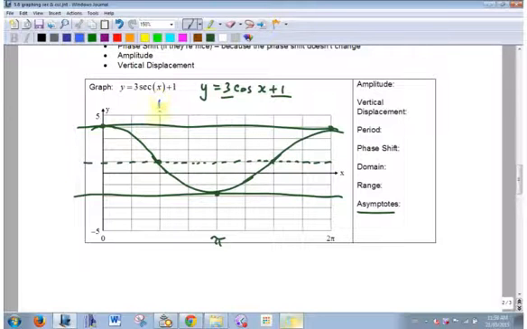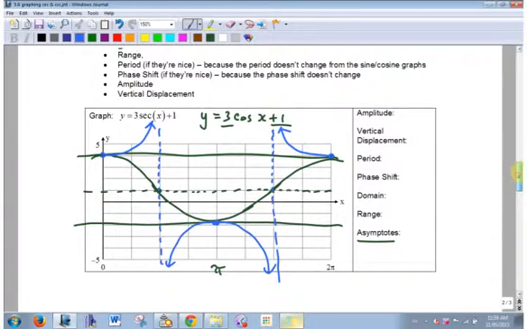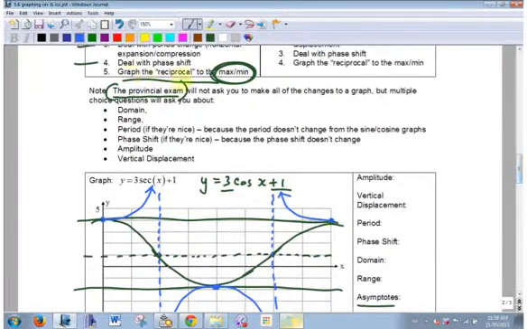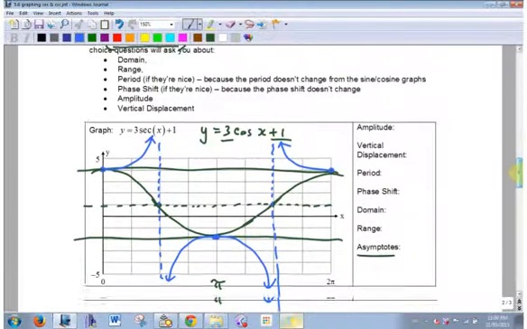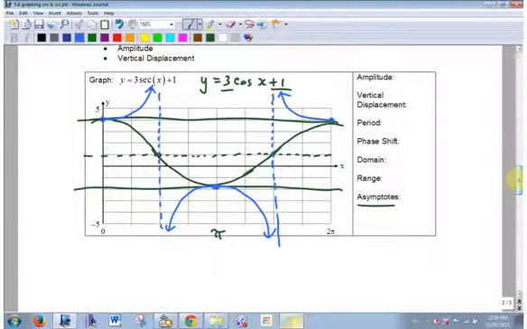Where's my asymptotes? Got one there. Got one there. Take your maximum and just reflect it. Take your minimum and reflect it. Okay? Not much to it. Just graph the reciprocal to max and min. That's what we're saying there. All right?